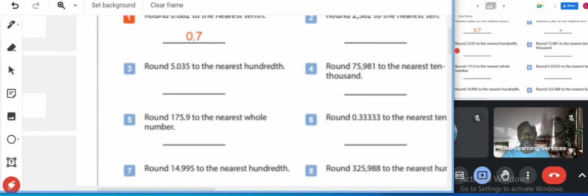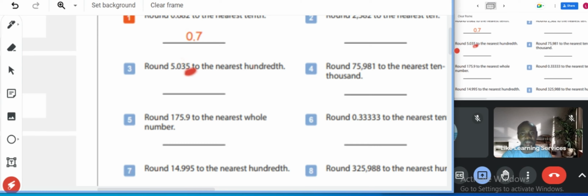Let's look at another number. Round 5.035 to the nearest hundredth. So where are we supposed to stop at? 3. Because the 0 is tenth, the 3 is hundredth. So we are stopping at 3. If we are stopping at 3, we look at the next number after 3, which is 5. If it is 5, 6, 7, 8, or 9, you call it 1 and add to the number you are stopping at. We are stopping at 3.